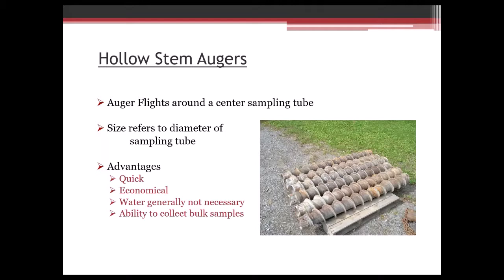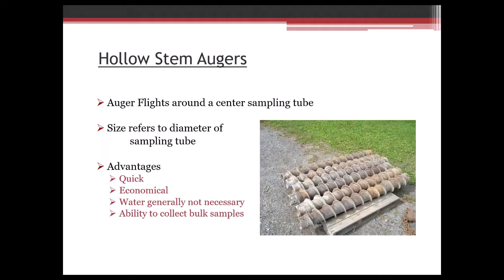And when we refer to the size, we're referring to the interior diameter of the center sampling tube. So your most common sizes that you're going to see are 3 1/4 and 4 1/4 inch holostem augers, although we have them from 2 1/4 all the way up to 8 1/4 inch, depending on what we're trying to do with that boring. Some advantages of the holostem augers is they're pretty quick. Generally, we can advance 60 feet or so per day. So if you've got 20-foot borings, that's generally 3 to 4 borings a day.